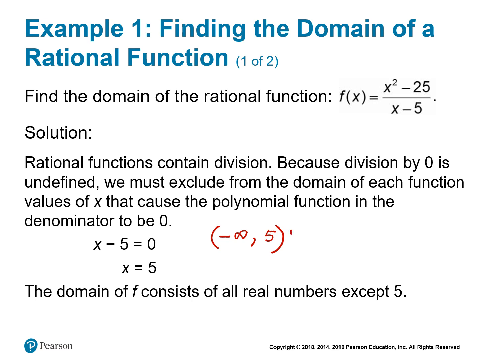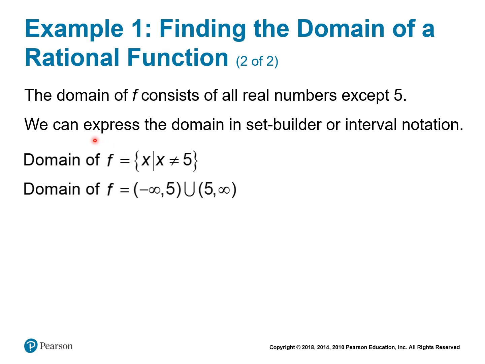And then after we exclude the 5, after we cross the 5 in our number line, we can include any value as close to 5 on the right hand side as possible. So again, round bracket, because that will tell us that 5 is not included in the domain, and then 5 comma positive infinity. All right, so that's how we write the domain once we find the value to exclude from the domain.